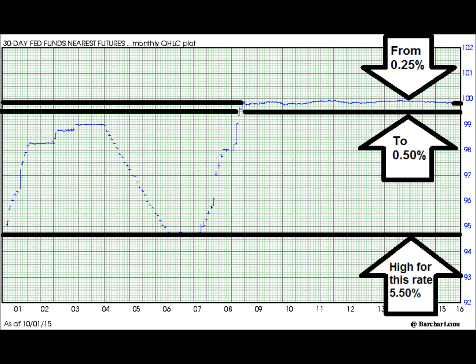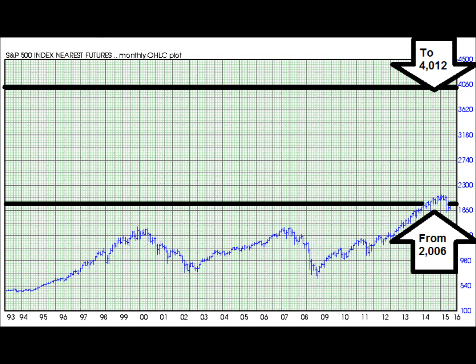What do you think is the highest return on risk with the greatest probability of occurring? The top end of the Fed funds target range moving from its current historic low of 0.25% up to 0.5%, or within 90% of its 15-year high of 5.5%, for an appreciation in contract value of 100%, or the Standard & Poor 500 moving from its current level of 2006, taking out its old record high of 2,118 and moving all the way up to 4,012 for the same 100% appreciation in contract value.